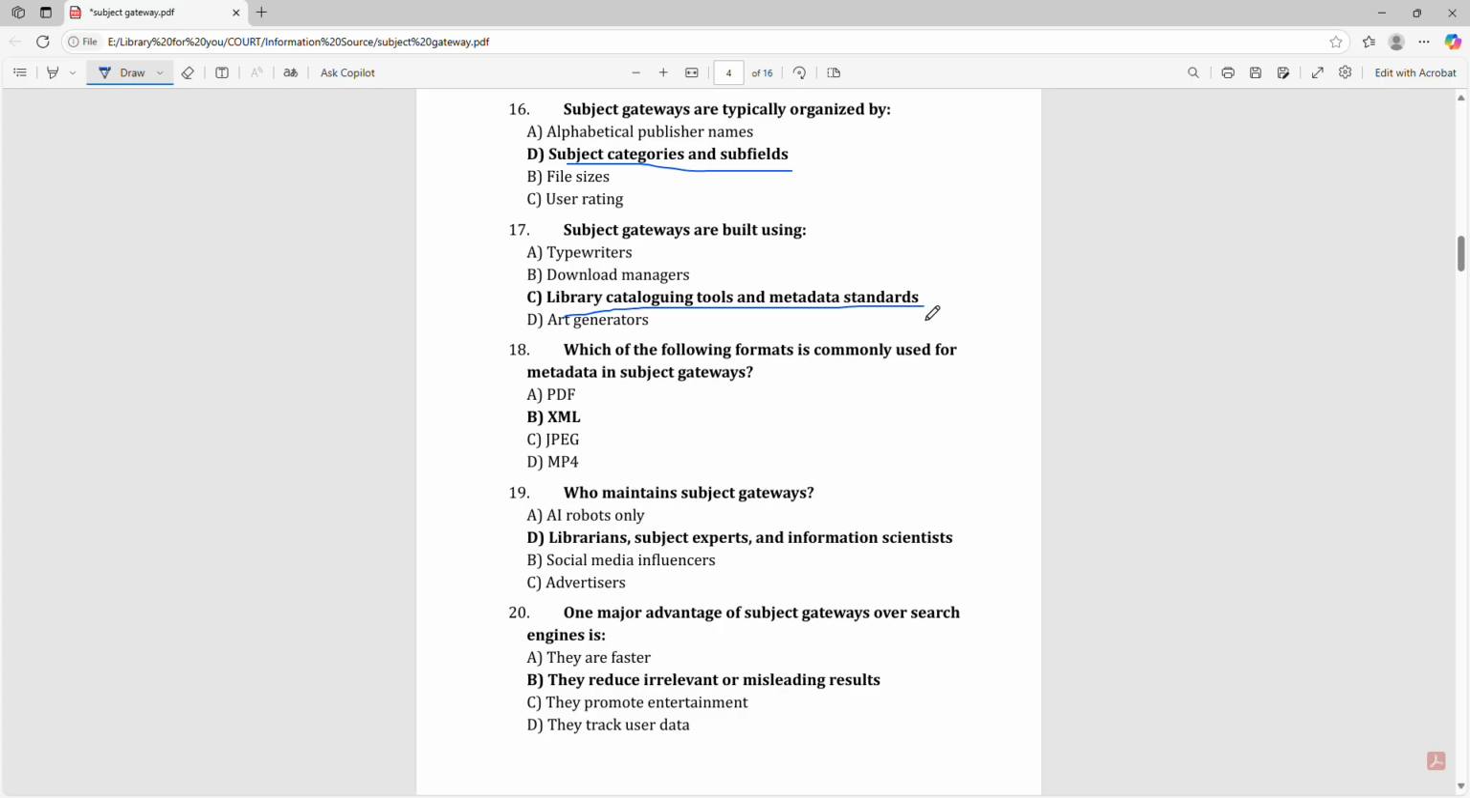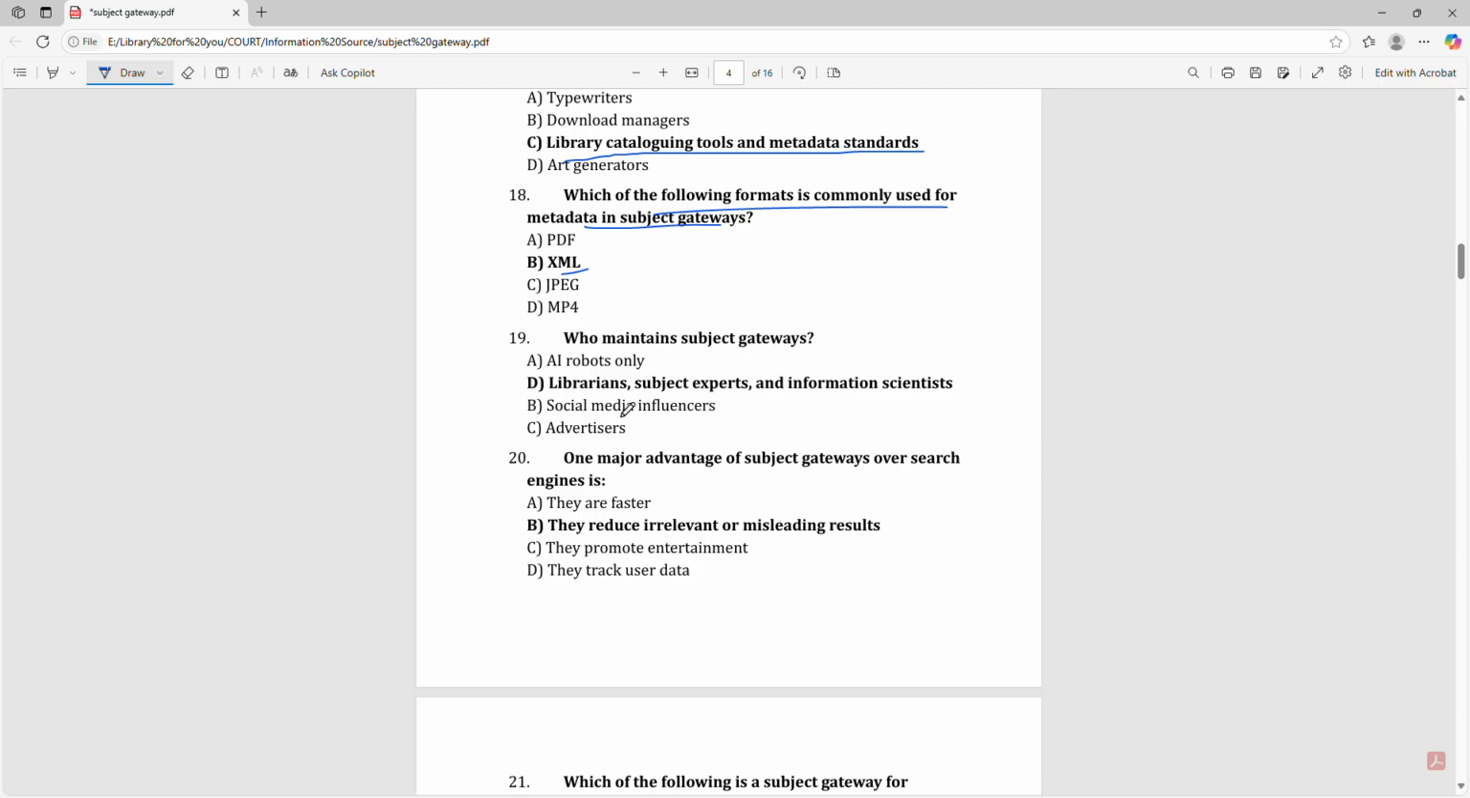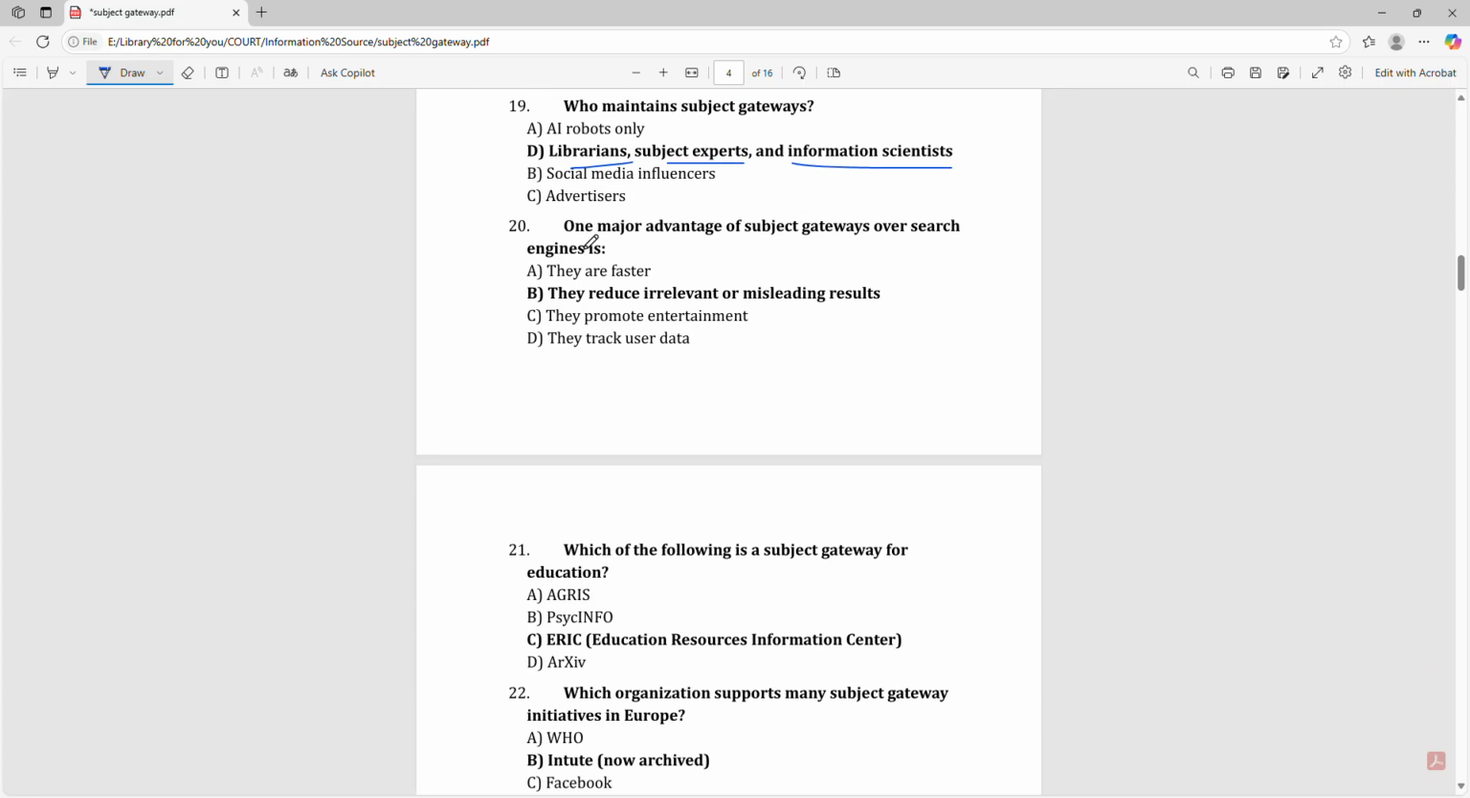Which of the following formats is commonly used for the metadata in subject gateways? That is XML. Who maintains subject gateways? That is librarians, subject experts, and information scientists. One major advantage of subject gateways over search engines is they reduce irrelevant or misleading results.